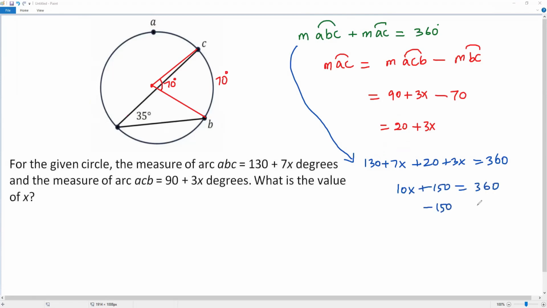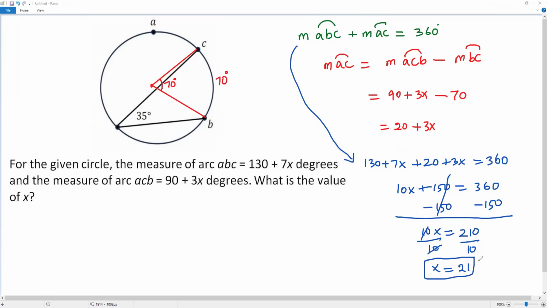Let me subtract 150 from both sides of this equation. Then the positive and negative values cancel out. I'm getting 10x on the left side. On the right side, we have 210. Let me divide both sides of the equation by 10. This 10 will cancel out. I'm getting x on the left side. On the right side, 210 divided by 10 is 21. Here I got the value of x. The value of x is 21.